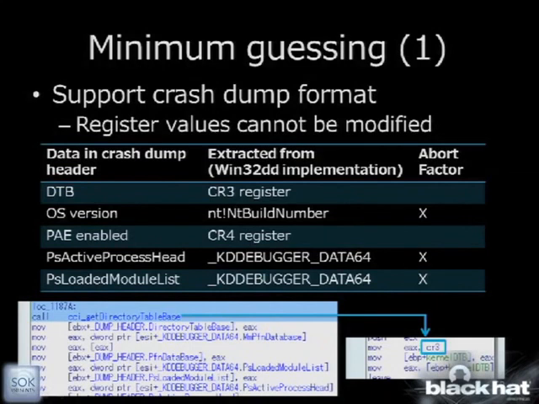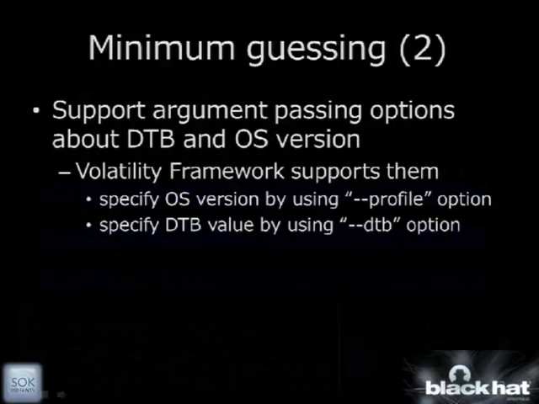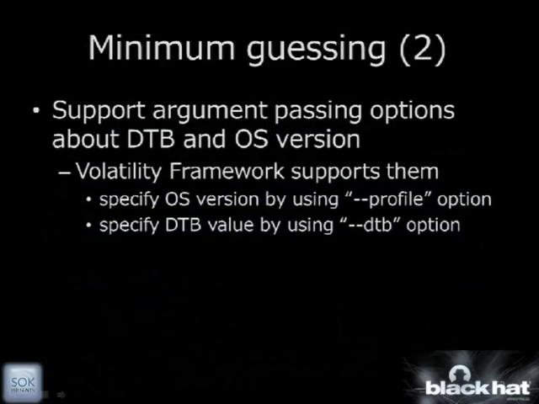Volatility Framework already supports the crash dump format. The second example of minimum guessing is to support argument passing options about DTB and OS version. Volatility Framework also supports it. Volatility users can specify the OS version by using the profile option and the DTB value by using the DTB option.